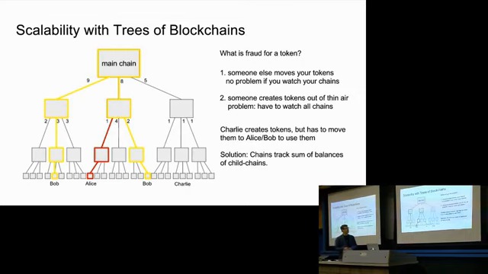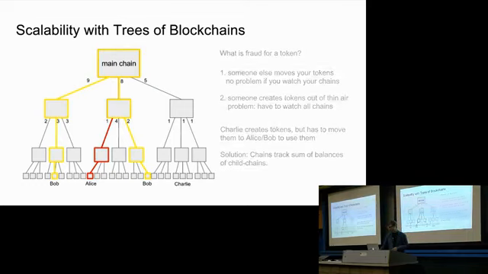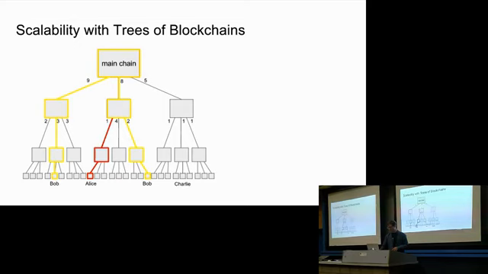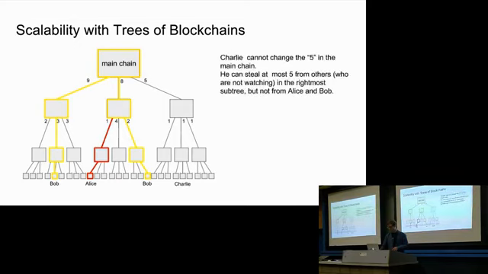What Charlie can do now is try to move his 1 million tokens up to the main chain and down again to Alice or Bob's chain. But the problem is he won't be able to move it to the main chain. So let's assume he controls this chain, he also controls that chain, and he also controls that chain. He doesn't control the main chain.